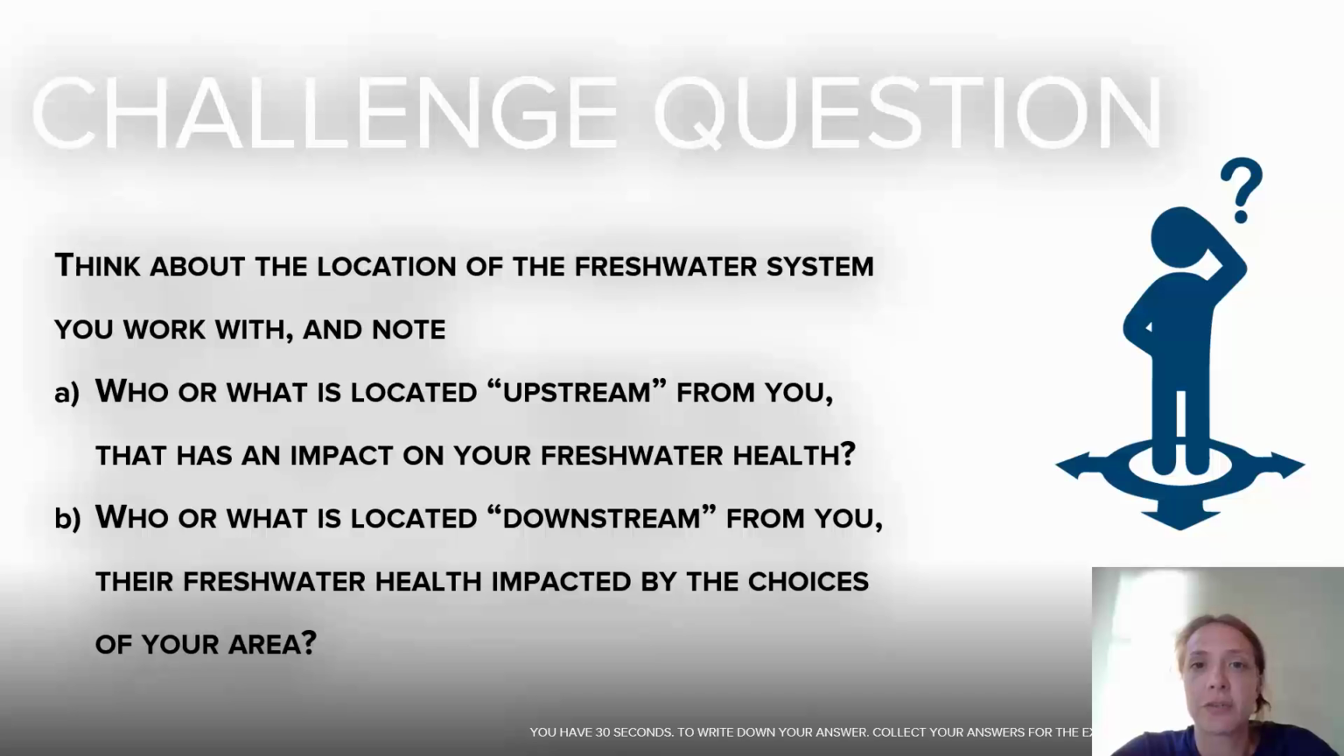For our second challenge question, we ask you to consider the full catchment of the water body you are interested in. Where are you located in this catchment? Who or what is located upstream from you that has an impact on your freshwater health? Who or what is located downstream from you, meaning their freshwater health is impacted by choices made in your area? Please take 30 seconds to note down what comes to your mind.